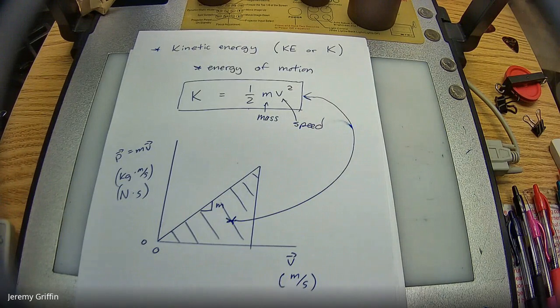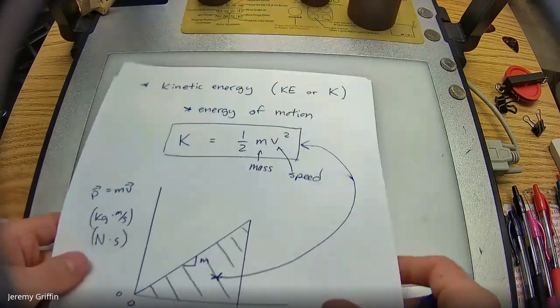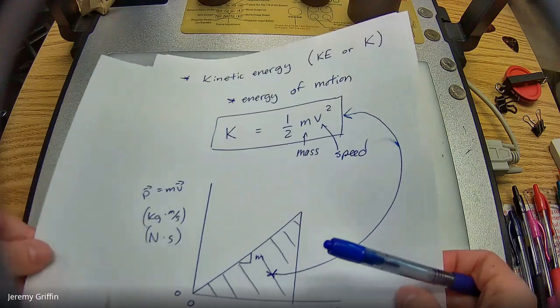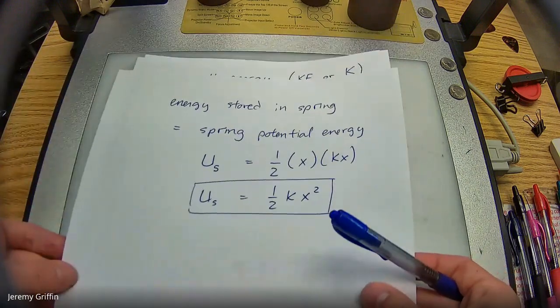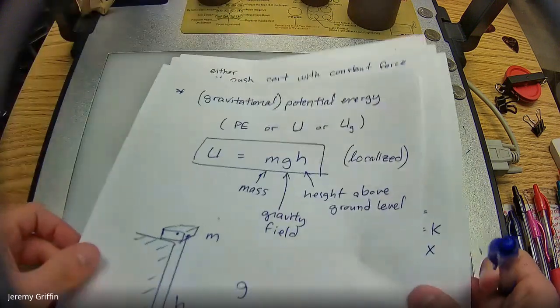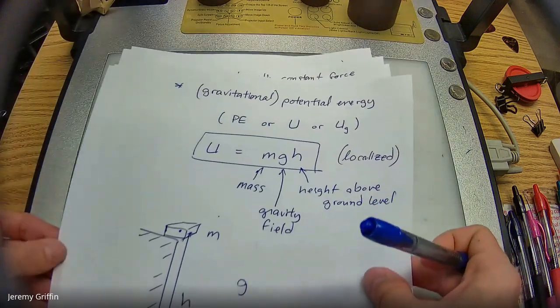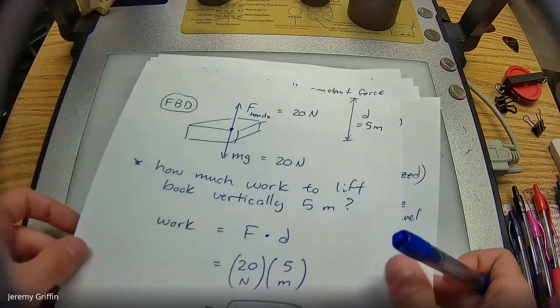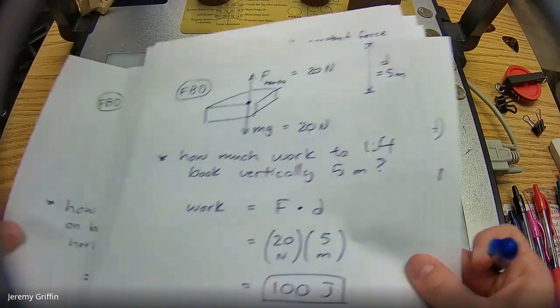All right? Now let's take those building blocks. Here, I'll flash you the notes. We've got kinetic energy, energy of motion, 1/2 mv squared. You've got energy stored in a spring, 1/2 kx squared. There's potential energy, well, gravitational potential energy is mgh, and work is force times distance.